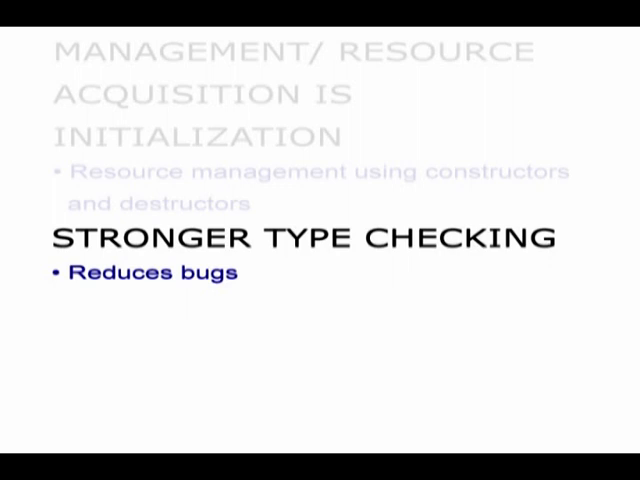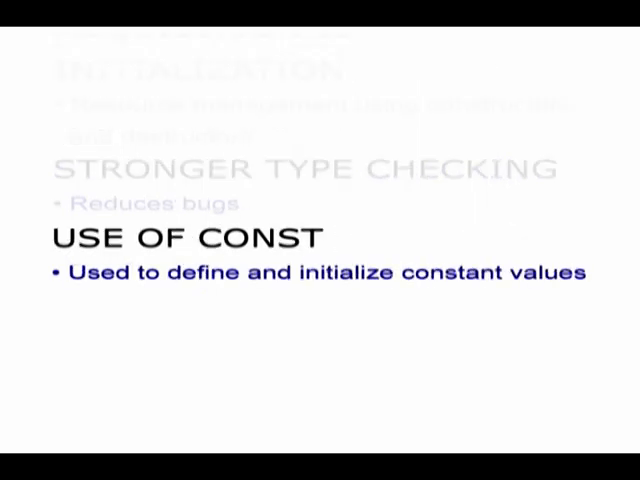Stronger type checking. This feature greatly reduces the probability of bugs. Another feature of embedded C++ is the use of constant declarations. They save RAM space since they can be stored in the program memory.